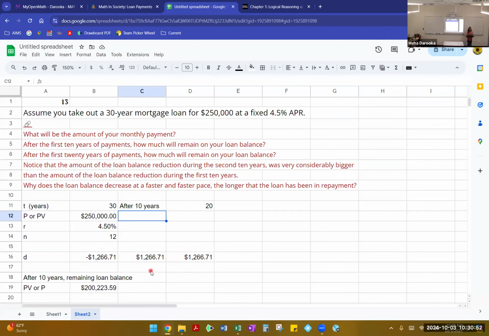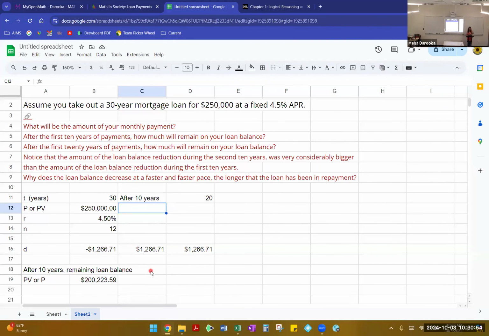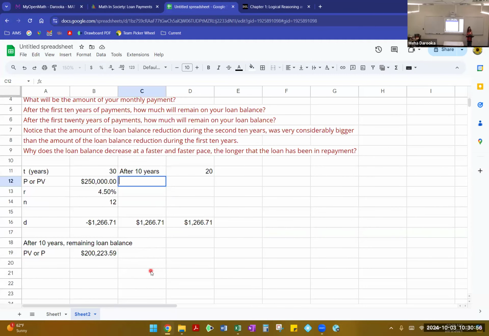Now they want to know after the first 20 years of payments, what your loan balance will be at that point. So this is after 20 years. So that's of course 30 minus 20. So basically for the last 10 years is what we're looking for. So for the last 10 years, or after 20 years, what is our remaining loan balance? Okay, so same thing, you are calculating the present value at that time.